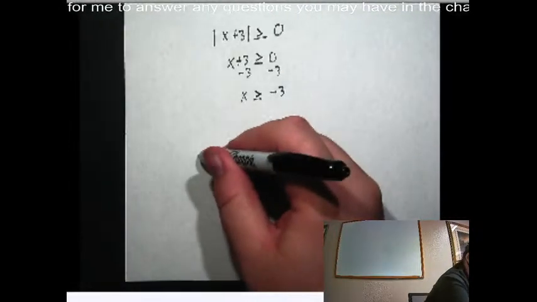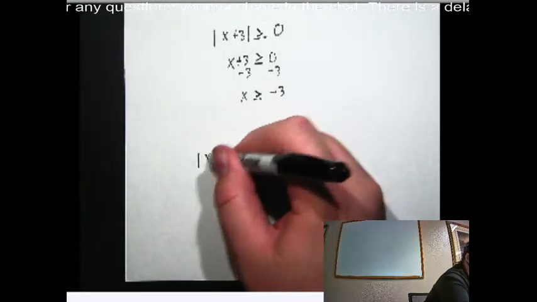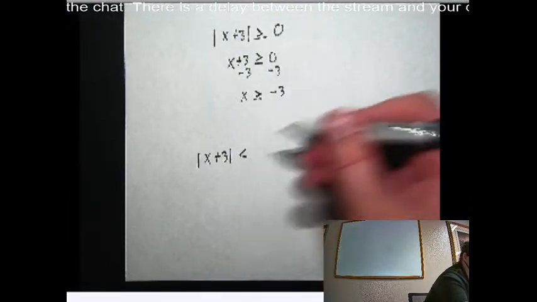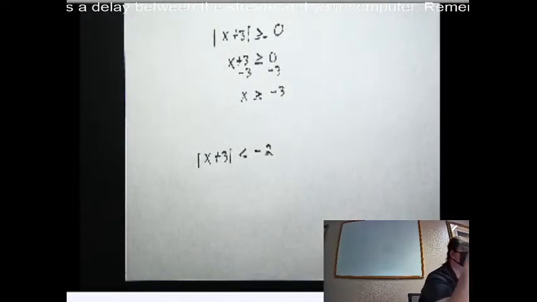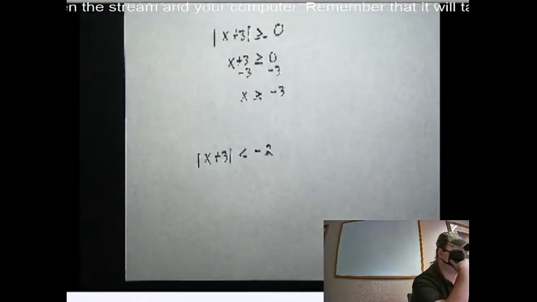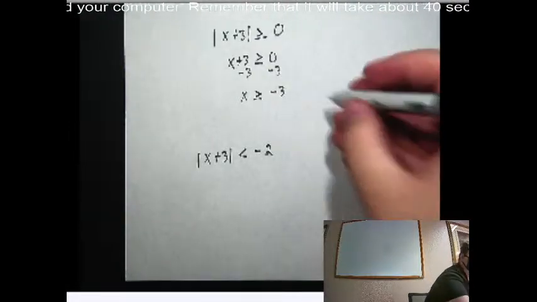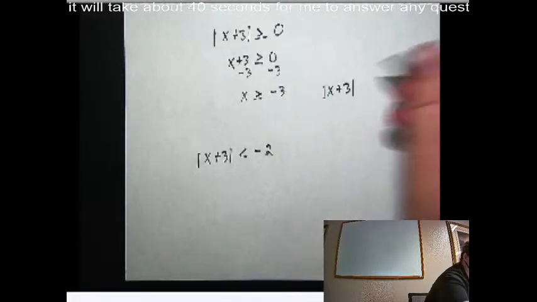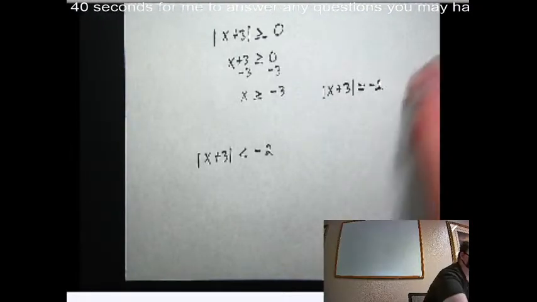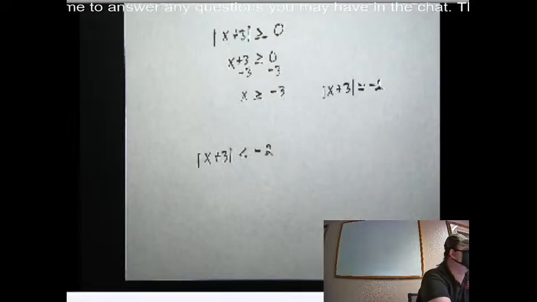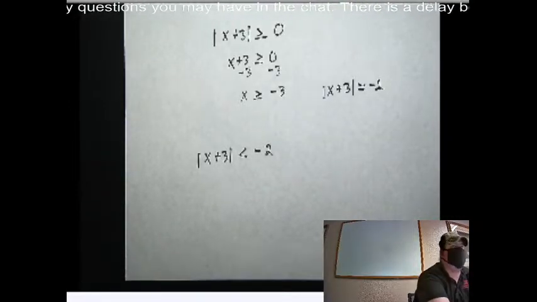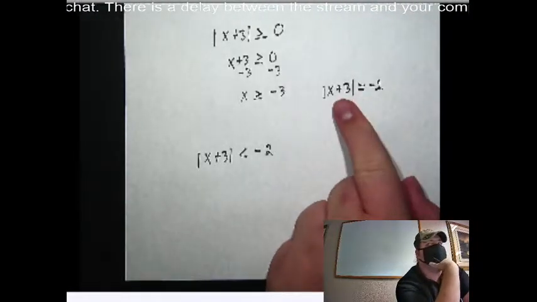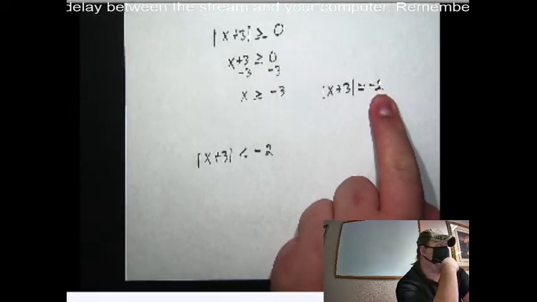Now let's look at this. Absolute value of, let's say, same thing, x plus 3 is less than negative 2. Okay, now let's think about something. If this were absolute value of x plus 3 is equal to negative 2, what would we say about this? Think about it. We have an absolute value equal to a negative number. Can an absolute value give you a negative number? No.